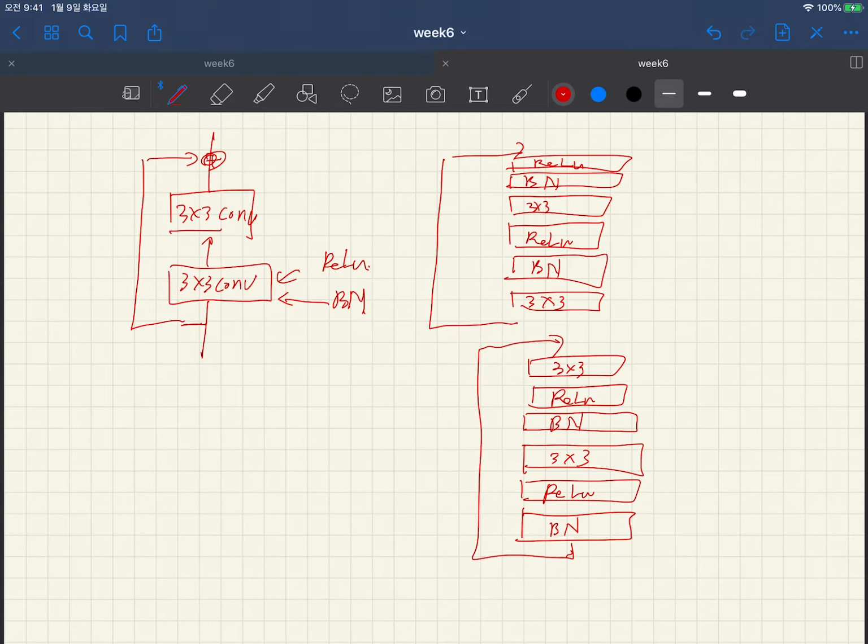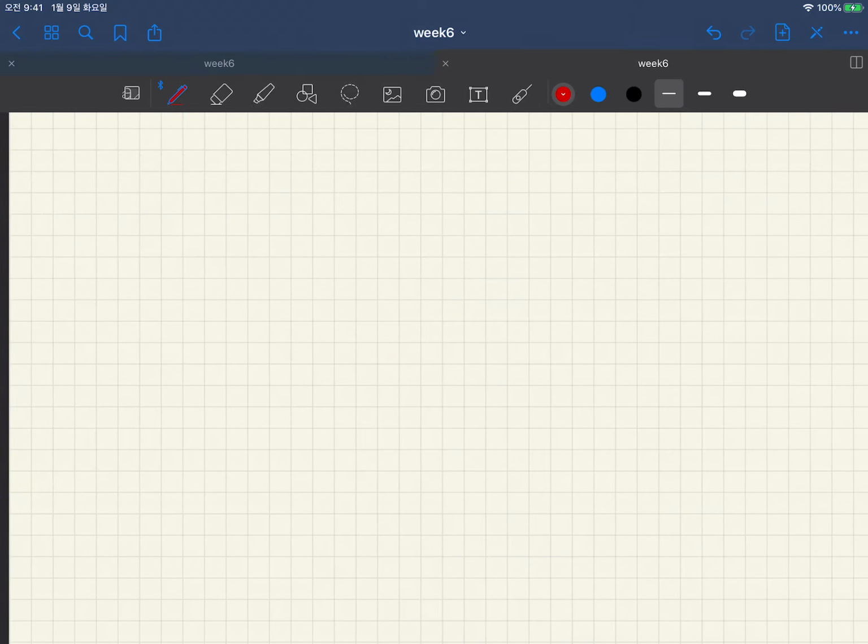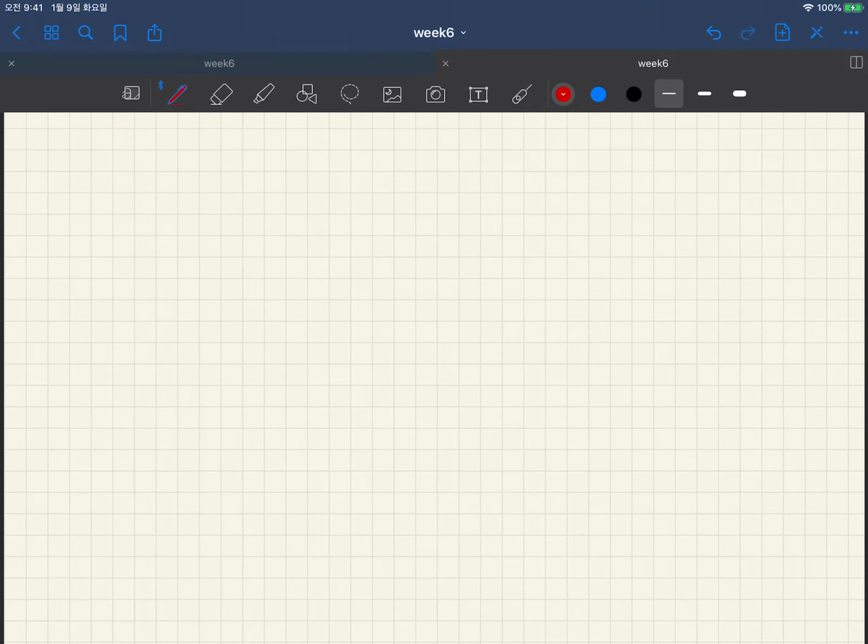You can even insert the residual shortcut in between here, or you can move some of the operations to here, and so on. So there are a lot of combinations to define one residual block. Some researchers try to understand whether the order of 3x3, batch normalization, and ReLU can change the performance or not. Another interesting question is width versus depth.